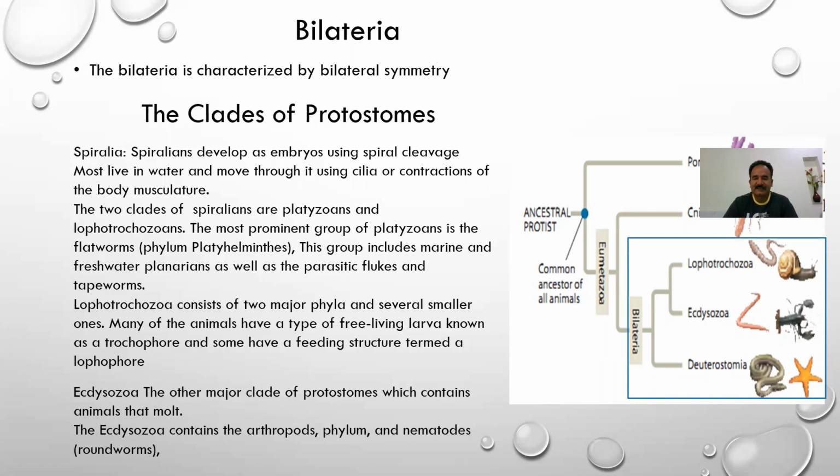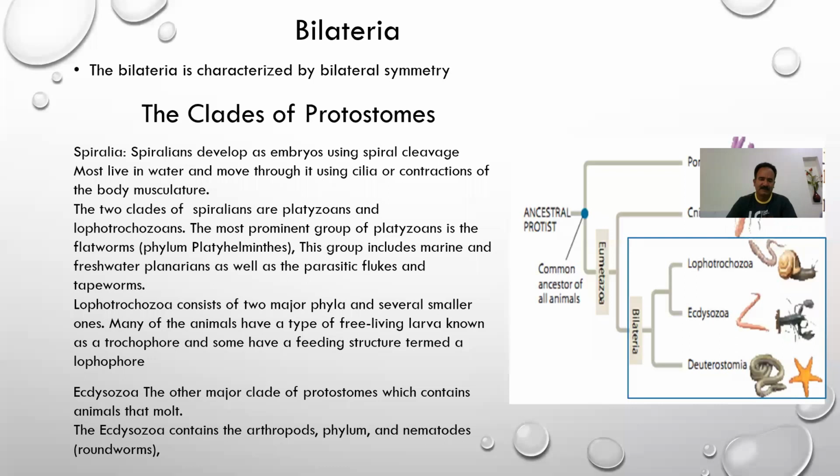In this clade, both marine and freshwater organisms are present. And in the case of Lophotrochozoans, we have the most prominent group, Platyzoa. It means flatworm. Today we will discuss flatworms in detail. And the second group, Lophotrochozoa, consists of two phyla and several other smaller phyla. In this clade, we have a free-living larva, the trochophore. Trochophore is a free-living larva present in annelids and mollusca.